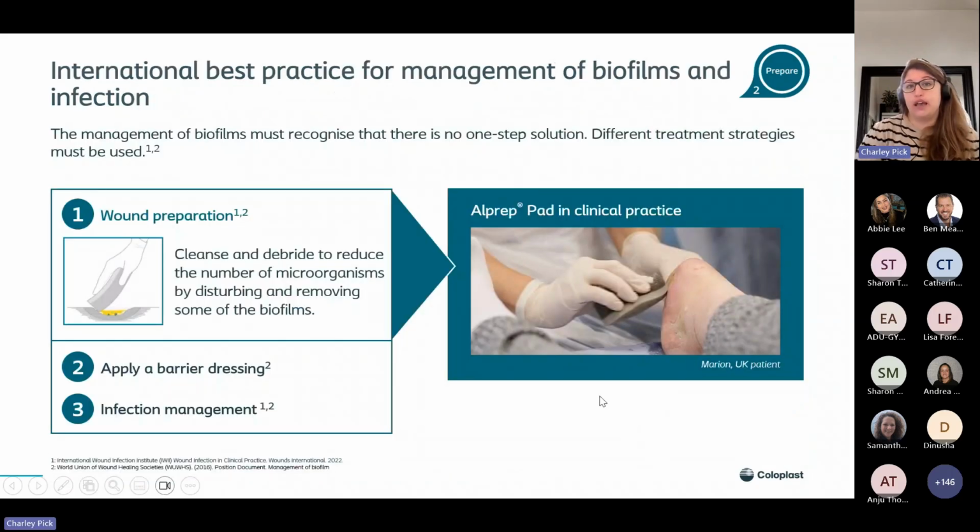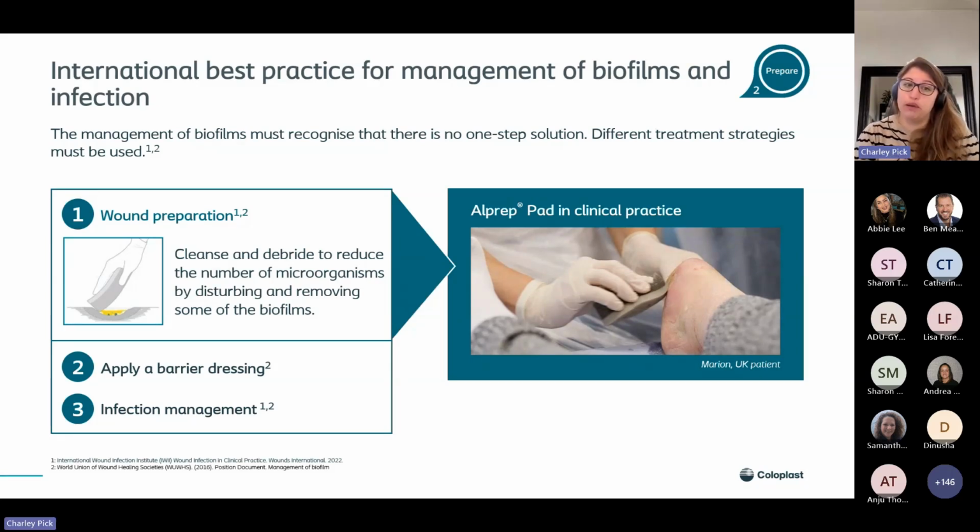So there are best practice recommendations for the management of biofilms and infection. The first recommendation is wound preparation. So cleanse and debride the wound to reduce the number of microorganisms by disturbing and removing some of those biofilms. So this is where something like your all prep pad would come into play. By disrupting those biofilms. Remember, I said they had shields, disrupting some of those shields, getting rid of some of those shields and getting down to the actual biofilm itself and removing some of that bacteria.